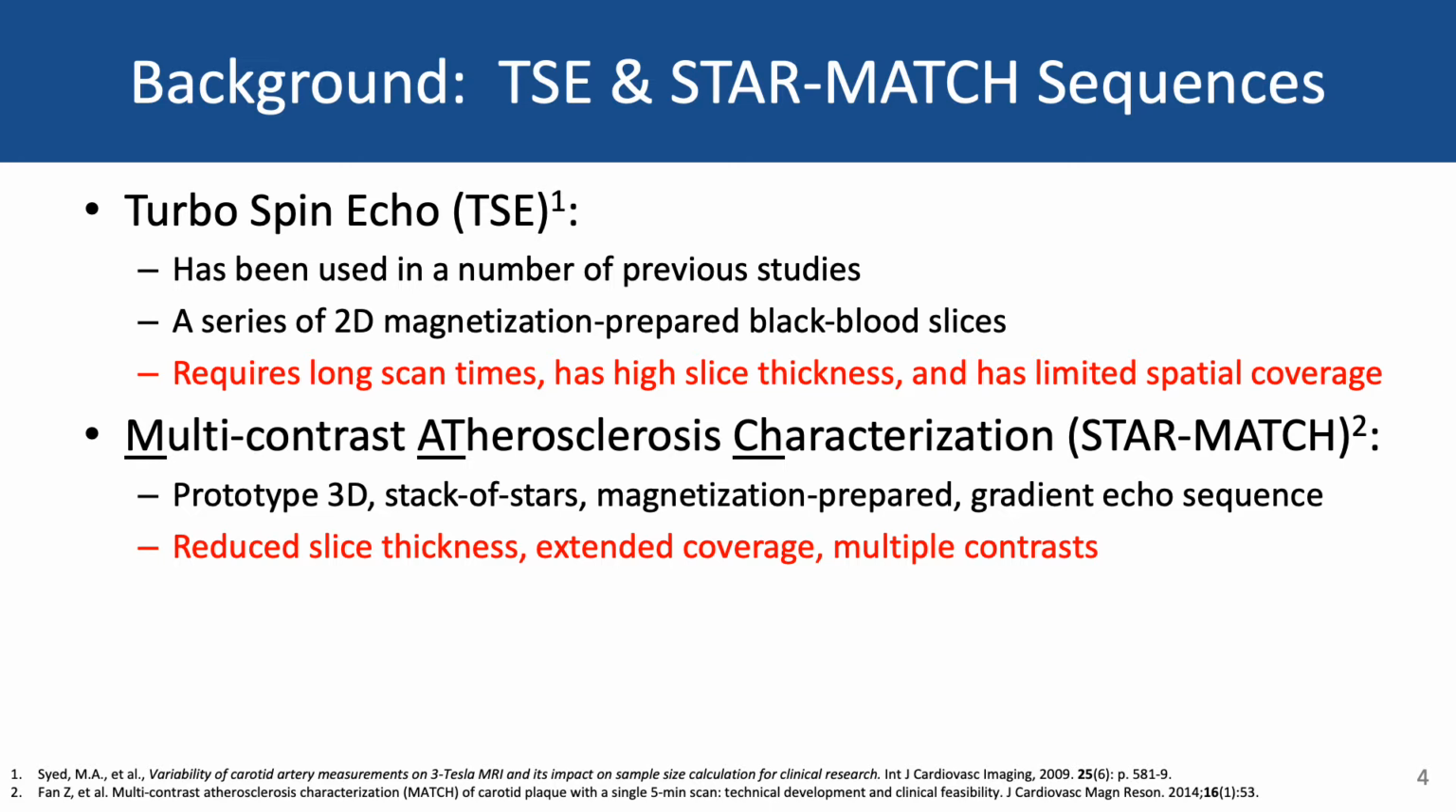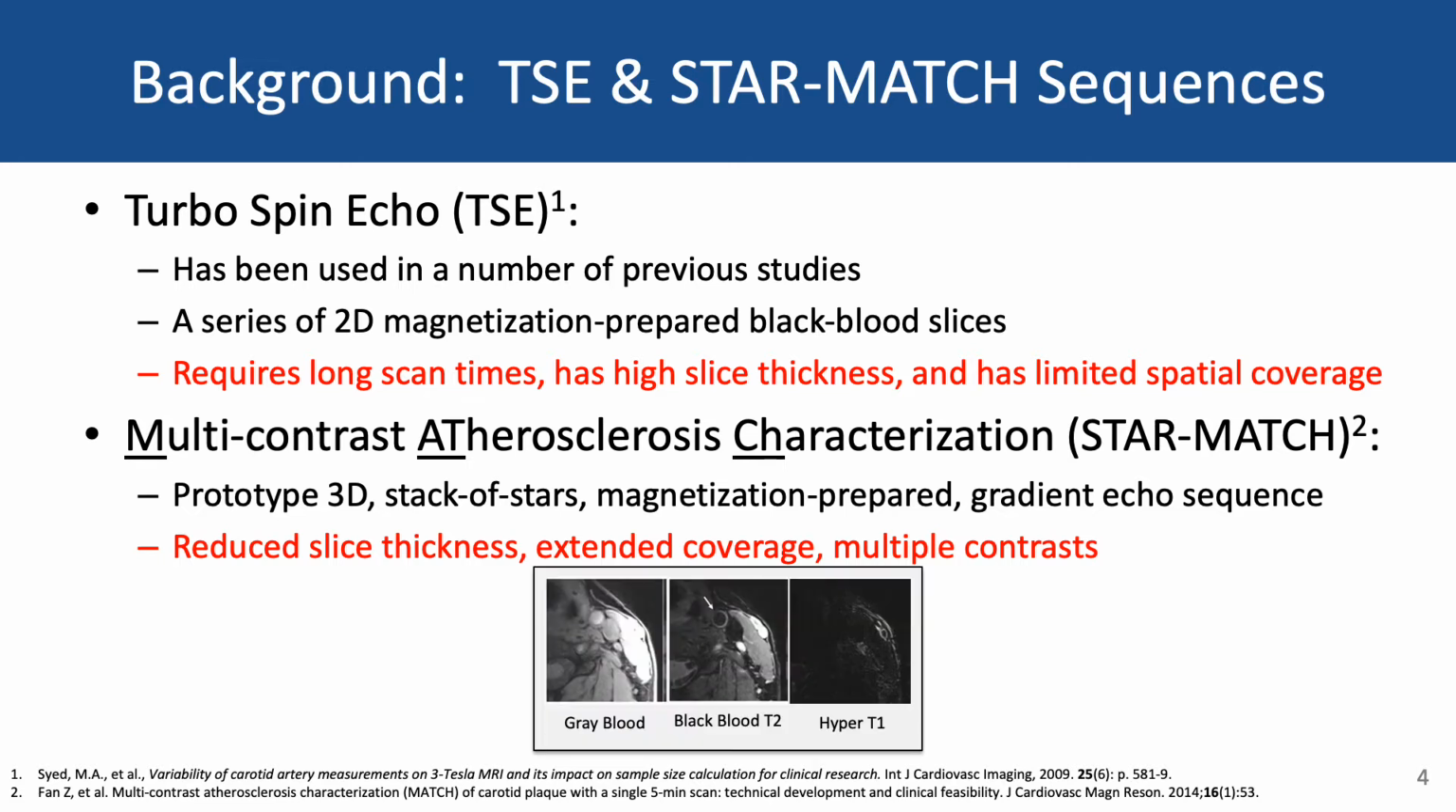TSE is the standard technique for imaging wall thickness. It is a 2D magnetization T2 weighted black blood slices. STAR-MATCH, on the other hand, is 3D stack of stars magnetization prepared gradient echo sequence. It is a new promising sequence that offers larger coverage and thinner slices. It also offers multiple contrasts, including gray blood, black blood T2 weighted, and hyper T1. In this study, we only compared the STAR-MATCH black blood T2 weighted to TSE.